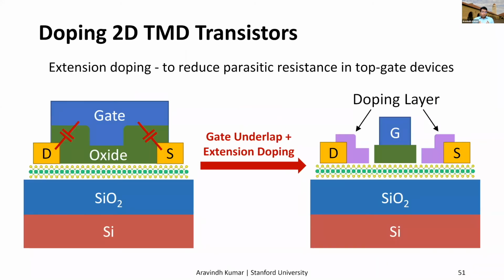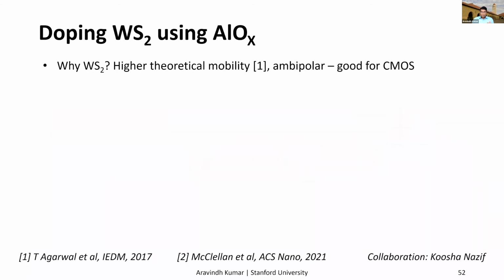Doping would also become more important for adoption of top gate 2D transistors. Here, the gate overlap between the gate and the source or drain electrodes would help with gating these contact regions, but it leads to these large parasitic capacitances, which would slow down the transistor and make them power hungry. So rather, we would like to have these underlapped gates with the extension regions doped by these doping layers.